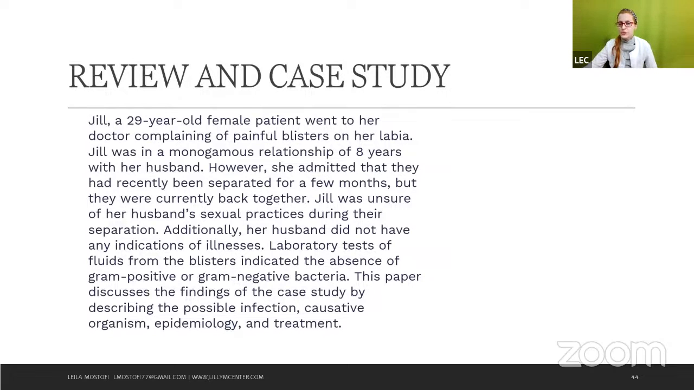Laboratory tests of fluid from the blisters indicated the absence of gram-positive or gram-negative bacteria. This paper discussed the findings of the case study by describing the possible infection, causative organism, epidemiology, and treatment.